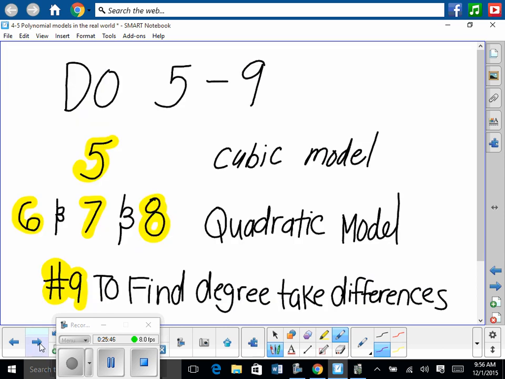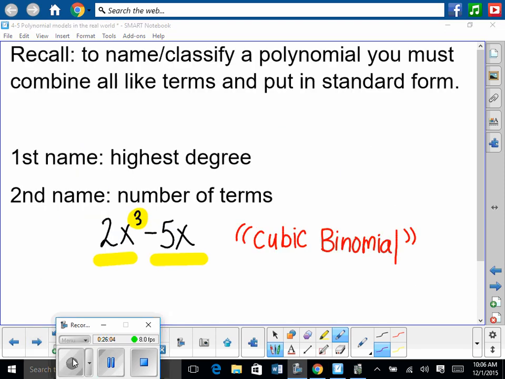All right. So do problems 5 through 9. Now here, it doesn't say on your sheet, but I'm telling you, for number 5, use a cubic model. For 6, 7, and 8, use a quadratic model. And for number 9, you should know how to do that. You take differences to find the degree. Just remember this, it will help you if you pay attention.